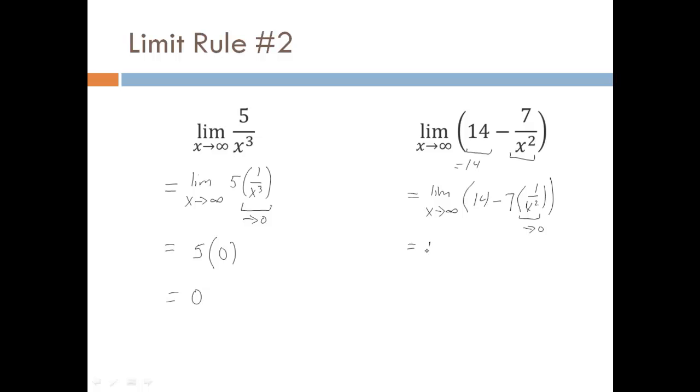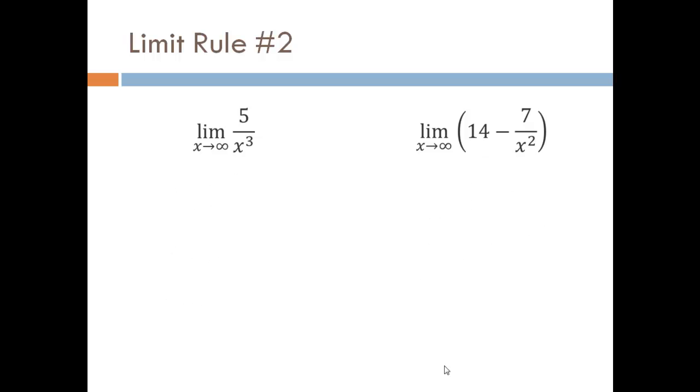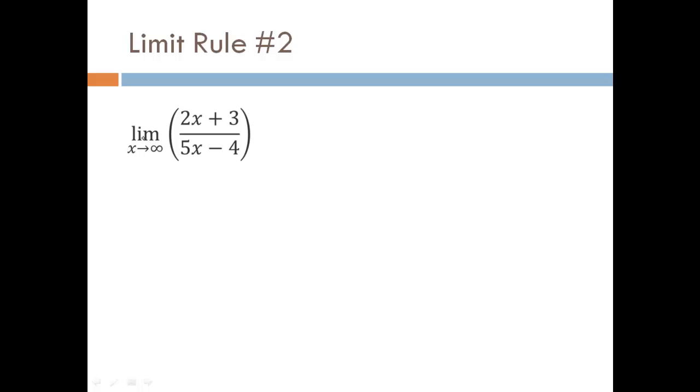So what we're left with is 14 minus 7 times 0, which is just 14. So the limiting value of this function as x goes to infinity is 14. Now let's look at one more example. The limit as x approaches infinity of the rational function 2x plus 3 divided by 5x minus 4.